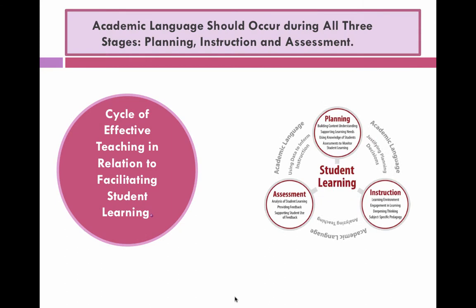Academic language should occur during all three stages: planning, instruction, and assessment. This cycle of effective teaching in relation to facilitating student learning is related directly to EdTPA. If you look at the picture to the right of your PowerPoint slide, you see that student learning is connected to the three stages: planning, assessment, and instruction.